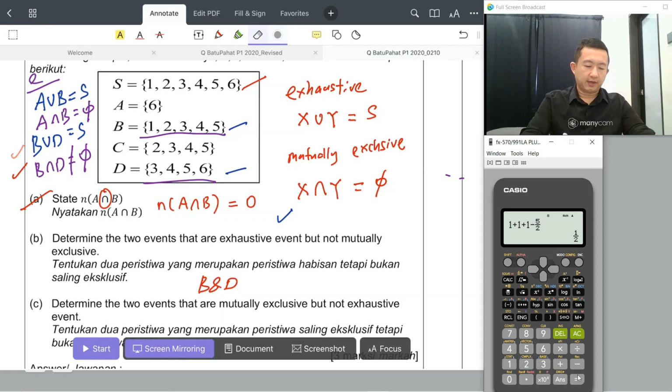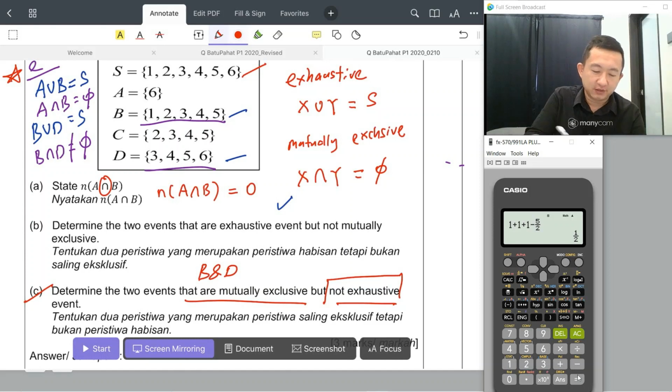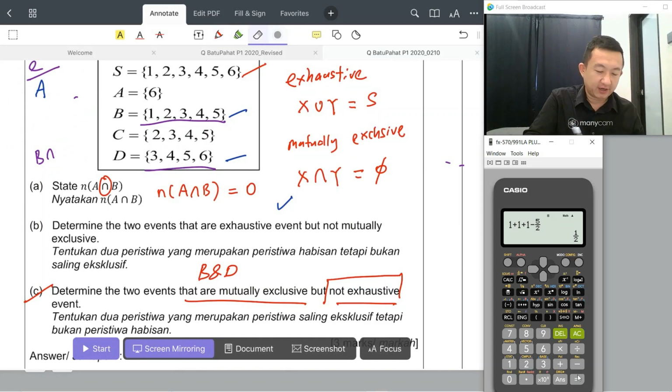Okay, and then now we look at C. Check two events that are mutually exclusive but not exhaustive. You can of course check one by one, but since you have worked out this one, I think we can get the answer there. Okay, so not exhaustive. So you check this one, A and B, B and D. Are they exhaustive? They are exhaustive. Okay, we cannot use this one, sorry. We have to check one by one.